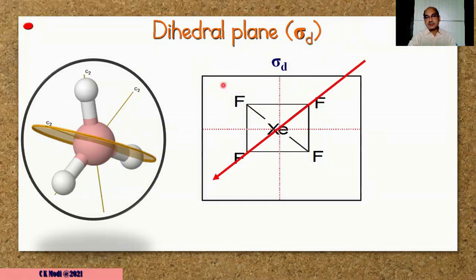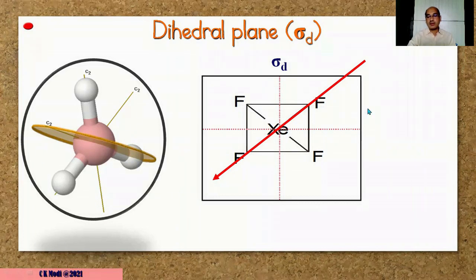if we pass this imaginary line through the center of that molecule, and rotate it by 180 degrees, this fluorine comes over here and this fluorine comes over here, and we get an equivalent structure. So this is called C2. After 180-degree rotation of this imaginary axis, this fluorine comes over here and this fluorine comes over here. So this is called C2.